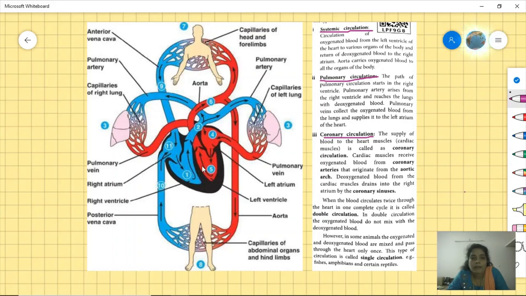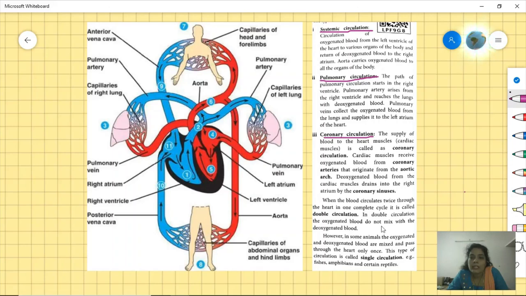In one way, oxygenated blood passes. In another way, deoxygenated blood. That is the two ways, twice through the heart. In one complete cycle, one way oxygenated blood and another way deoxygenated blood. That is blood circulating twice through the heart in one complete cycle, known as double circulation.